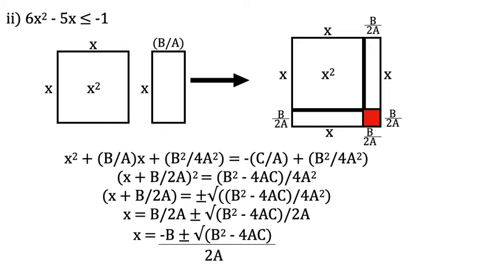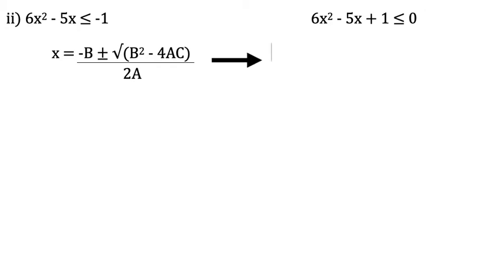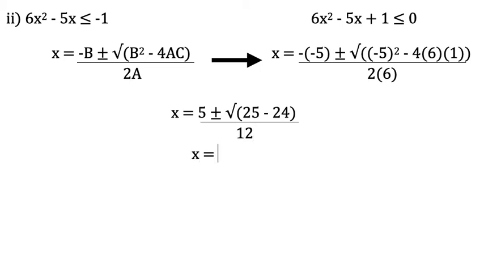So let's plug this in and see what we get. The terms a, b, and c would be replaced by 6, minus 5, and 1. Plugging these into the quadratic equation, we would get x equals minus minus 5 plus or minus the square root of minus 5 squared minus 4 times 6 times 1 all over 2 times 6. This would give us x equals 5 plus or minus the square root of 25 minus 24 all over 12, which simplifies to x equals 5 plus or minus the square root of 1 all over 12.